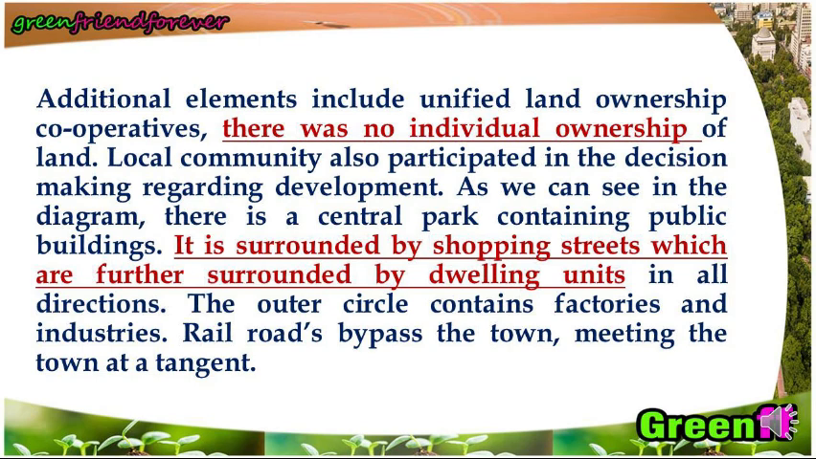As we can see in the diagram, there is a central park containing public buildings. It is surrounded by shopping streets which are further surrounded by dwelling units in all directions. The outer circle contains factories and industries. Railroads bypass the town, meeting the town at a tangent.